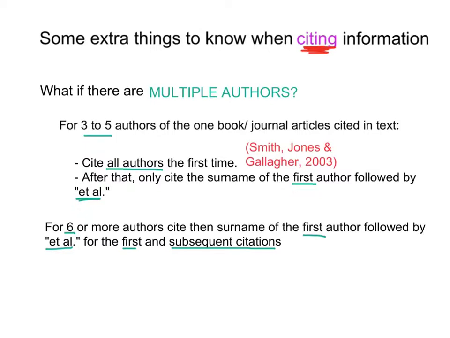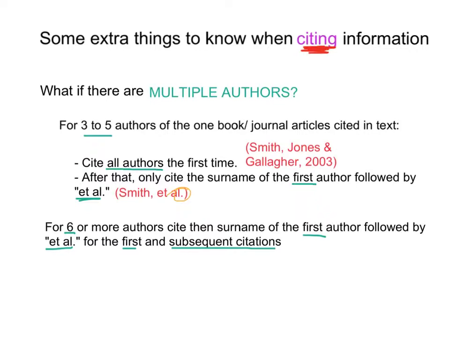However, once you have done that for the first time, you only need to cite the surname of the first author followed by et al. So for example, it would be first author, which is Smith, et al. Now notice that I have a full stop after the al, then the end bracket.